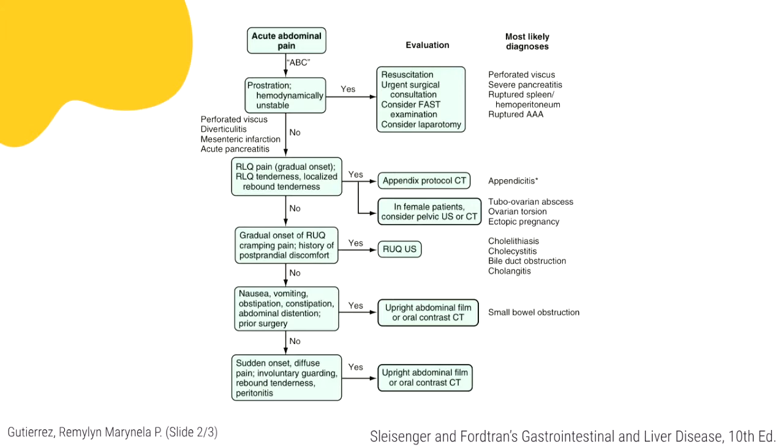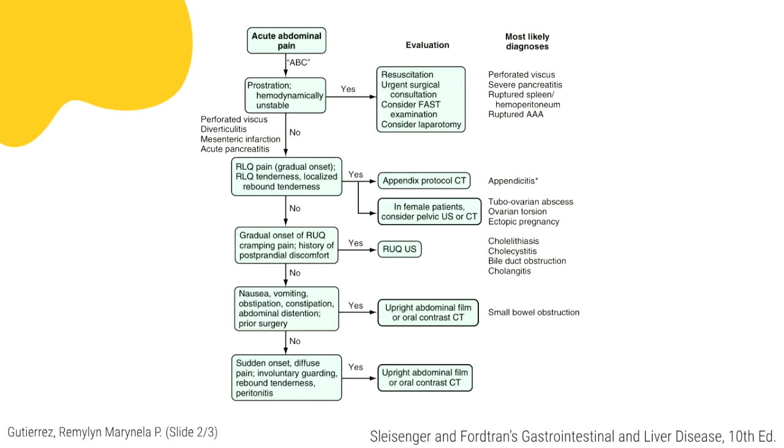If the patient presents with a gradual onset of right upper quadrant cramping pain, history of postprandial discomfort, then we should evaluate using right upper quadrant ultrasound with the most likely diagnosis of cholelithiasis, cholecystitis, bile duct obstruction, and cholangitis. If the patient presents with nausea, vomiting, obstipation, constipation, abdominal distension, or had prior surgery, then we should do an upright abdominal film or oral contrast CT for the diagnosis of small bowel obstruction.